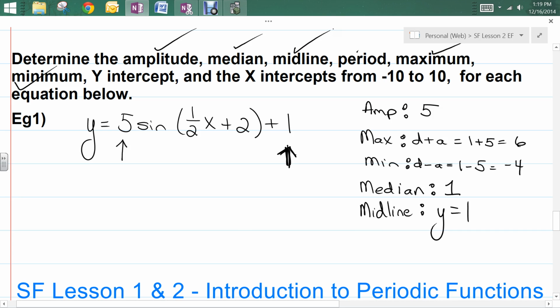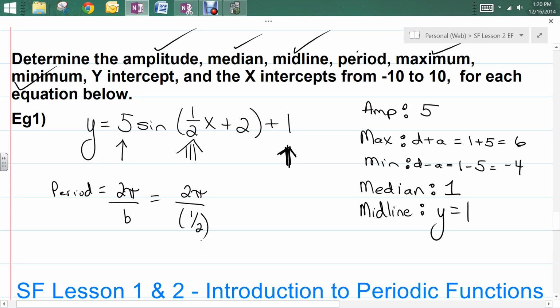Continuing on with this, I'm going to find the period. Now the period from the theory is 2 pi divided by b. B is this one here where the triple arrow is. B is 1/2. So it's going to be 2 pi divided by 1/2.